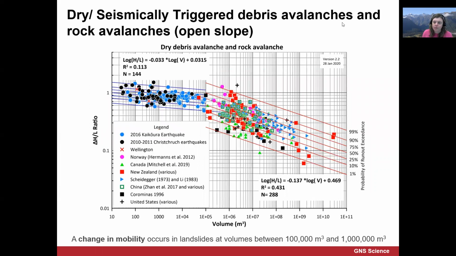So the first broad landslide type we looked at was dry debris avalanches and rock avalanches that can be seismically triggered. And we make a link that in earthquake conditions, these might be dry landslides. So we compiled data sets from the 2016 Kaikoura earthquake, the Canterbury earthquake sequence in 2010-2011, as well as some other New Zealand examples, and we compared them with international literature. And we found that there's a change in mobility in landslides that occurs at volumes between 100,000 cubic meters and 1 million cubic meters. So we made the distinction. We fitted a debris avalanche runout relationship to volumes less than 100,000 cubic meters, and then we fitted a rock avalanche runout relationship to volumes greater than that.